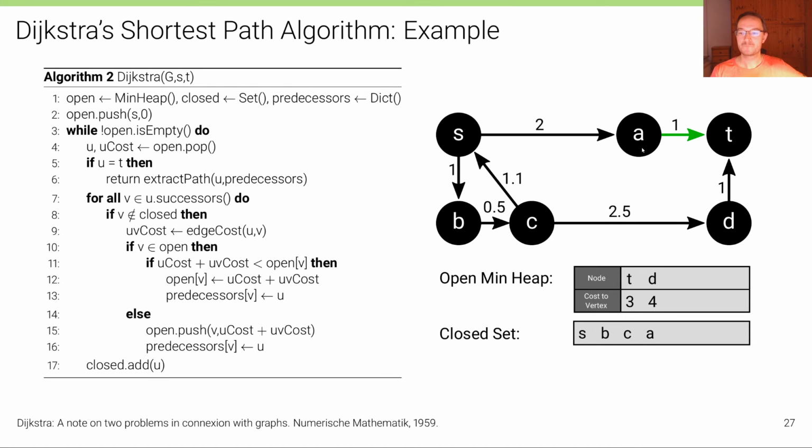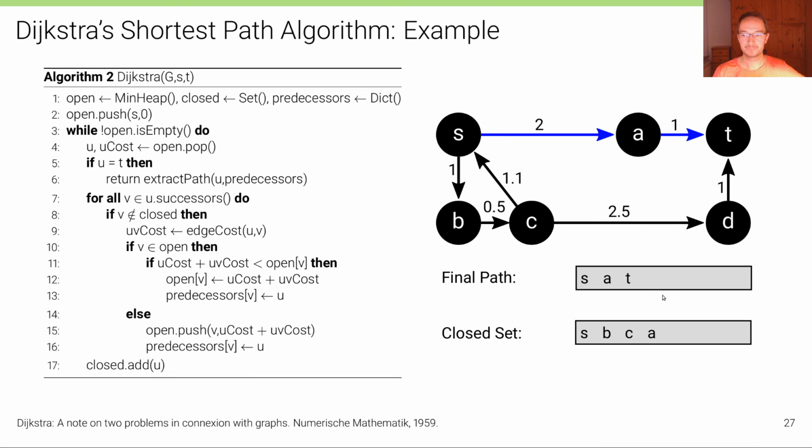And if we now continue, we see that the successor of A is T, and the distance from A to T is 1. So we are adding T now to the open min heap with a cost to vertex of 3, which is 2 plus 1. And now the next element that we pop from the open min heap is indeed the sink T, because T has a smaller cost to vertex than D. And so we're done.